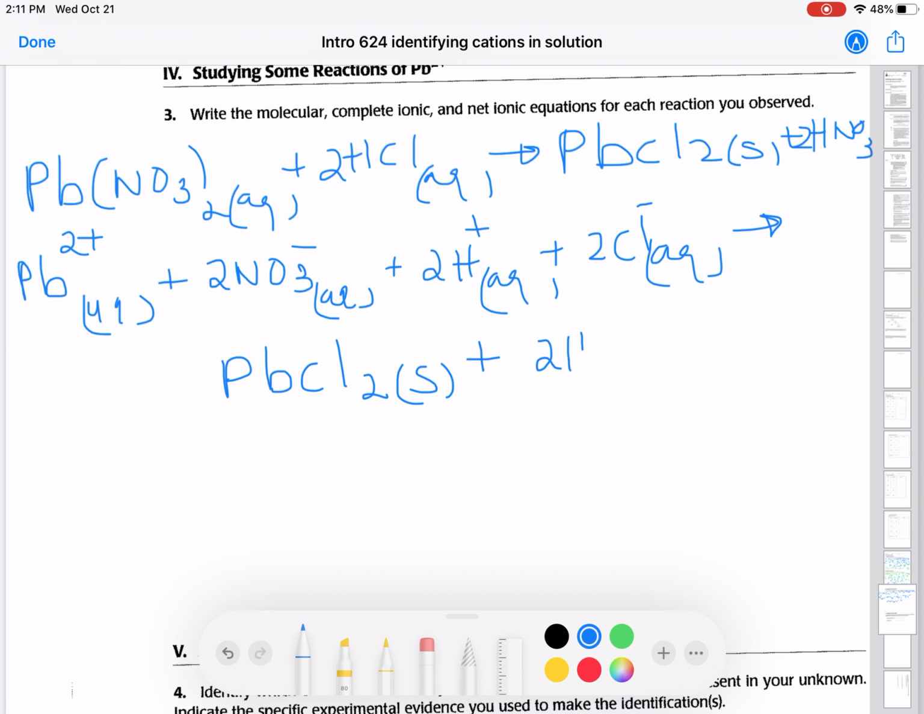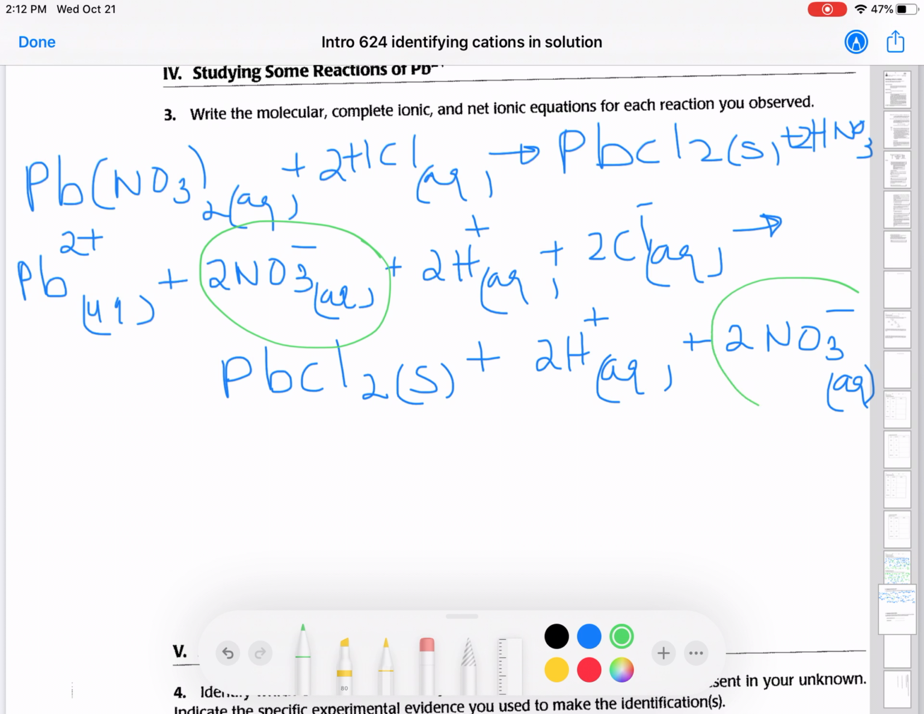And then the nitric acid is a strong acid, completely soluble in water, or dissociates in water. You write it down, separating them into ions. Okay, and then you're going to identify your spectator ions. So what are the spectator ions here? What are the common ions? 2 nitrate, 2 nitrate, 2H plus, 2H plus.